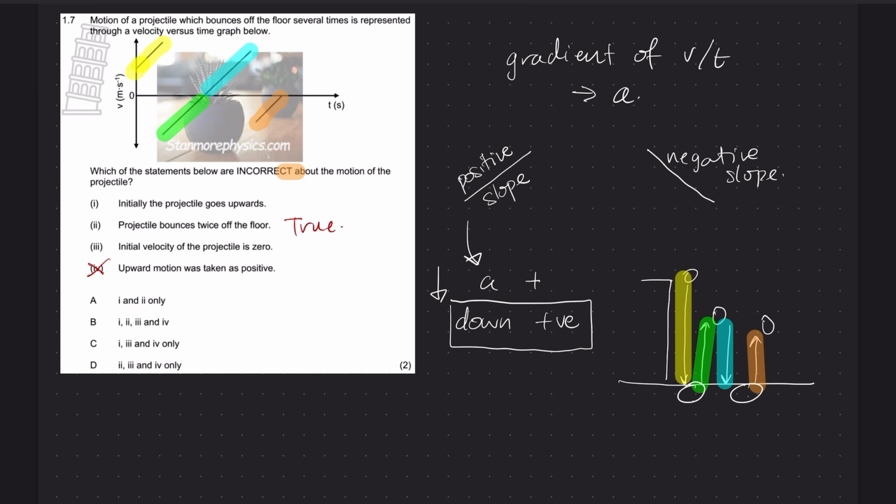Initially the object goes upward, that's false. And the initial velocity of the projectile is 0, that's also false, because you can see here that it has some velocity. So 1, 3, and 4 are false, so that's going to be option C.